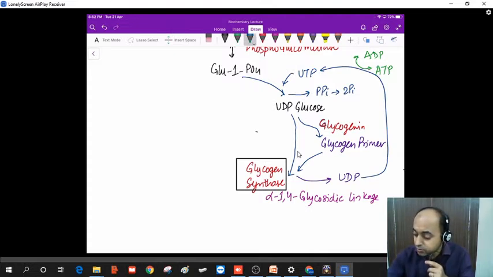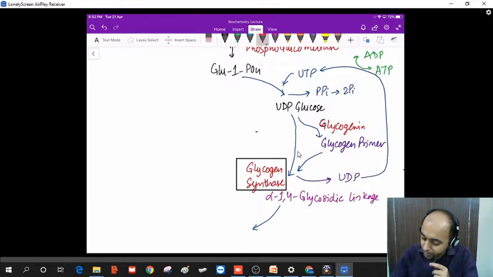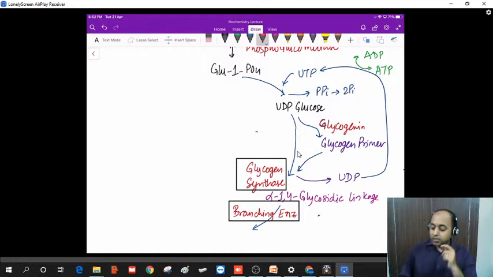Gradually, as the chain becomes longer, it is acted upon by another enzyme, and that is the branching enzyme. What the branching enzyme does, I'll show you later, don't worry, leave it at that. What is happening is that the alpha 1,6 linkage is formed by the branching enzyme. So our glycogen is getting mature.